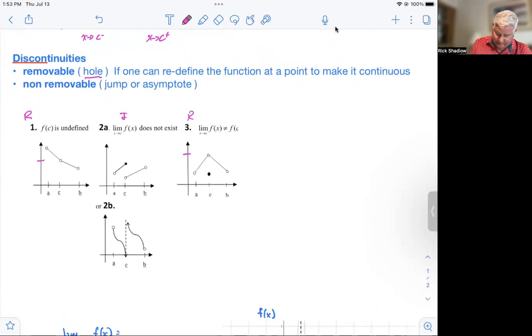It is there, the limit doesn't even exist. The function does exist. It does have a function value, but the limit doesn't exist. Left-hand limit's not equal to the right-hand limit, and therefore it's not continuous. You cannot redefine a particular point to make that continuous, and therefore it's a non-removable discontinuity in 2A, and particularly a jump.